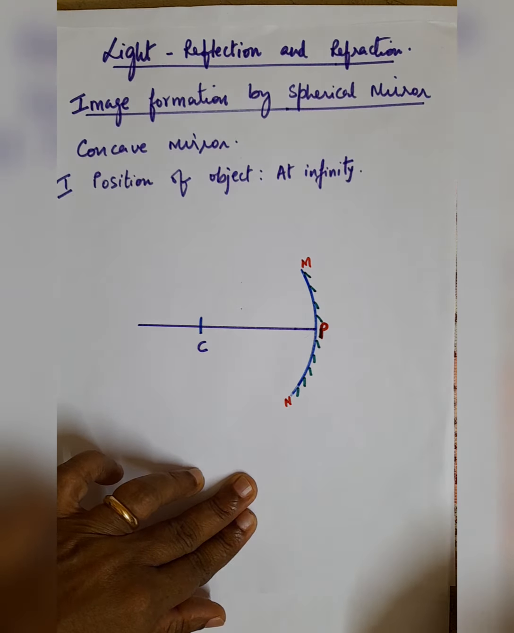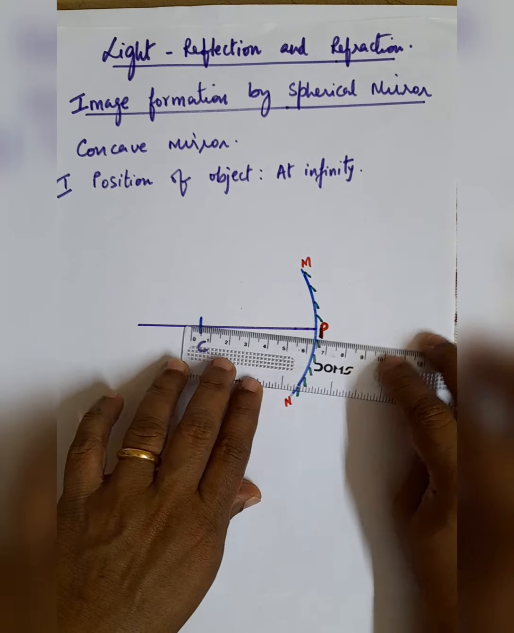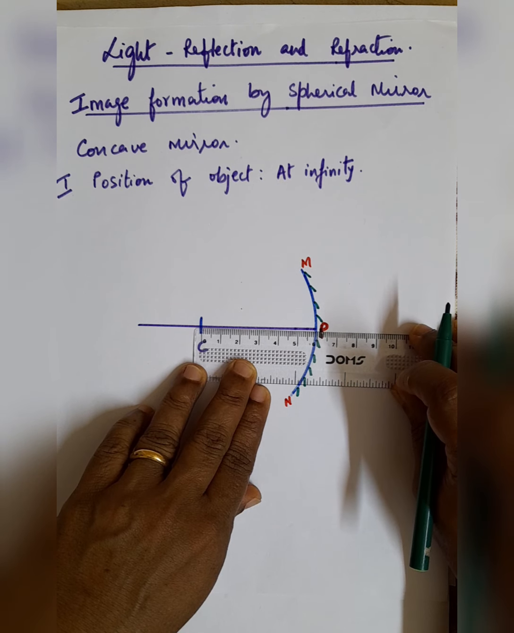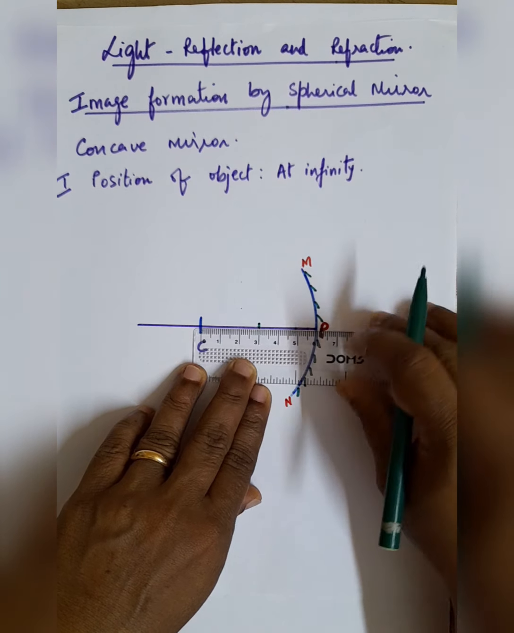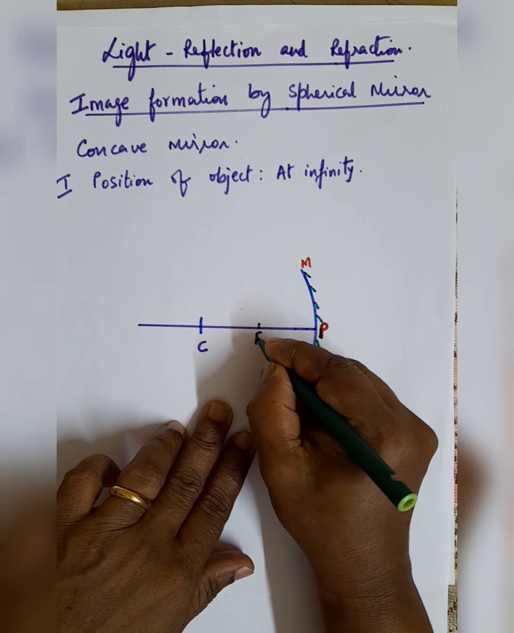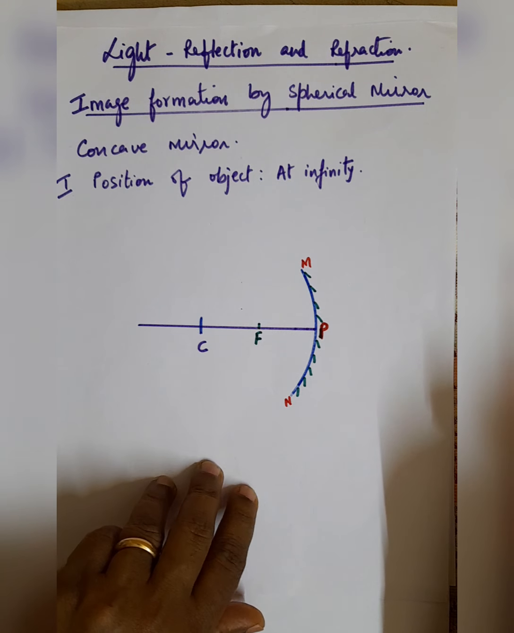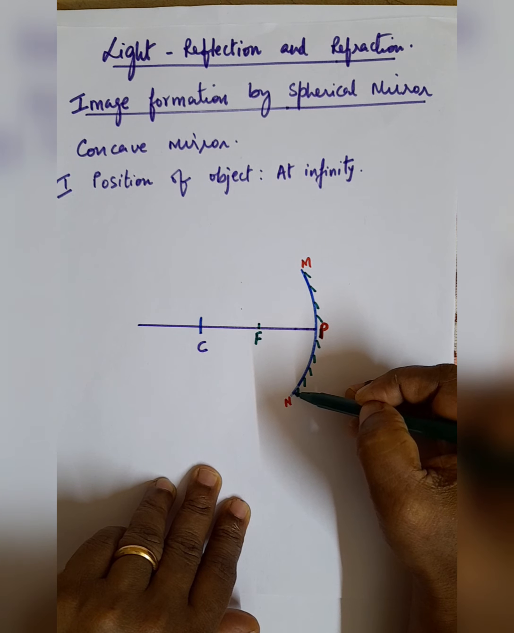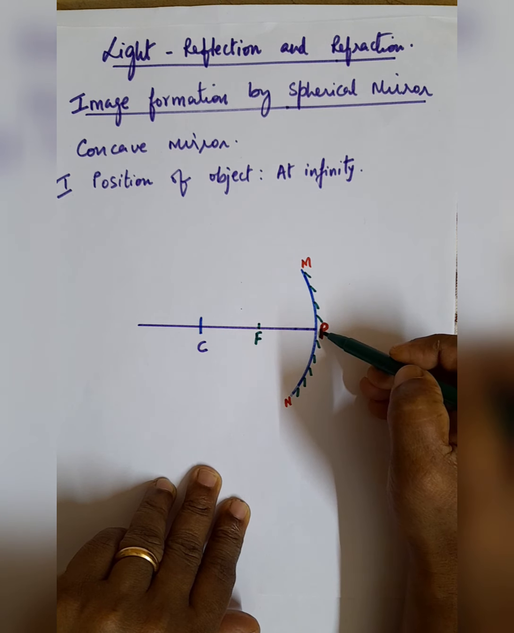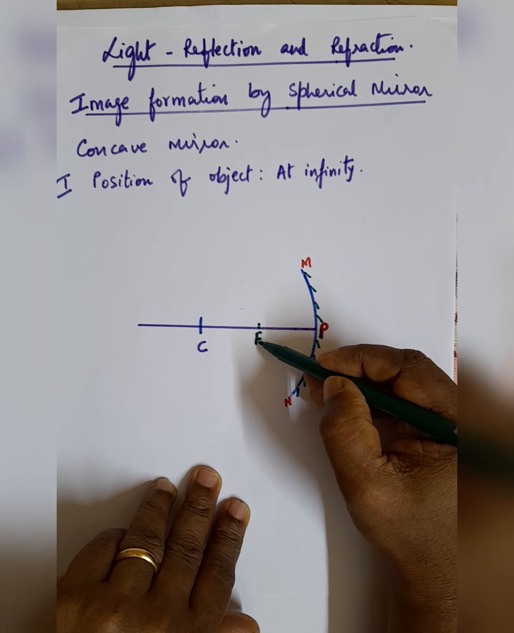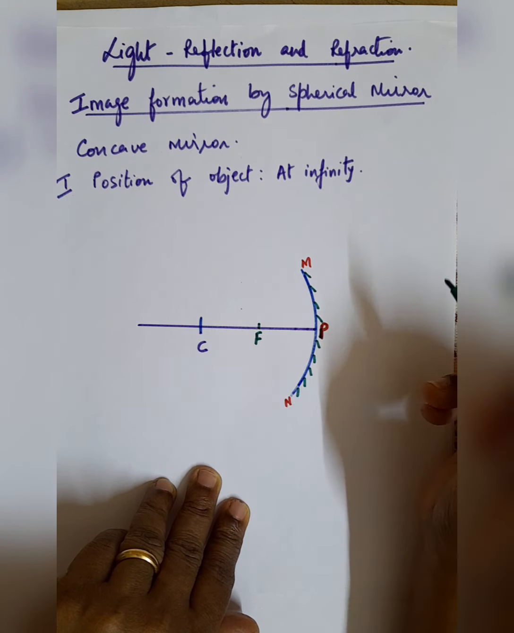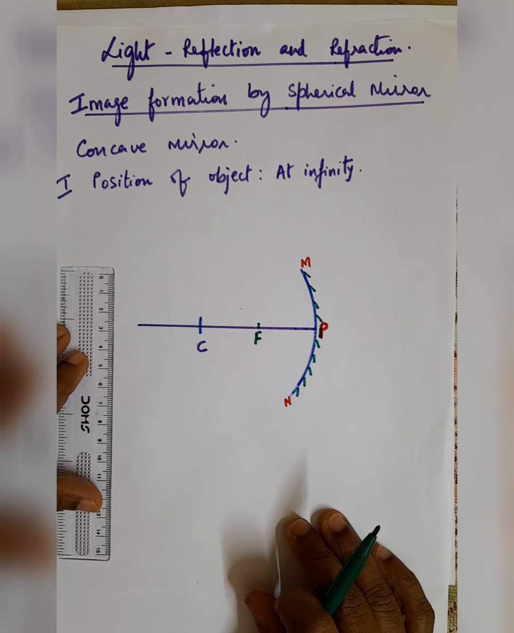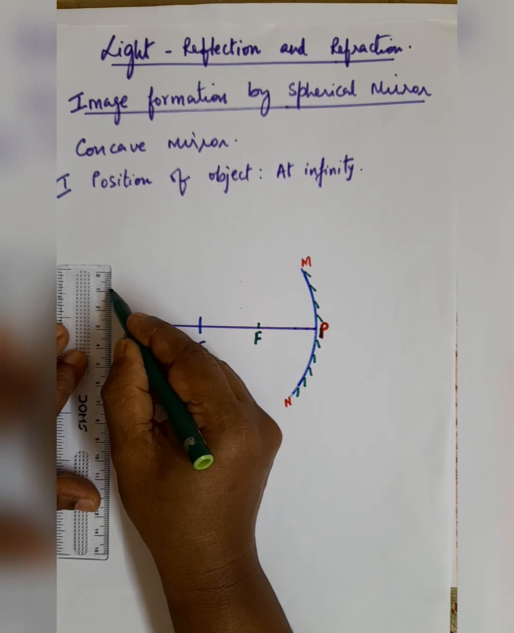Now I have to mark the focus, the principal focus. Now my CF, the radius, is 6 centimeters. So half of 6 will be 3. That is my principal focus. So here on the principal axis, the concave mirror, I have marked P the pole, F the principal focus, C the center of curvature. Now we have to place the object. The object is at infinity, so it is very far away. So we just take the object here.